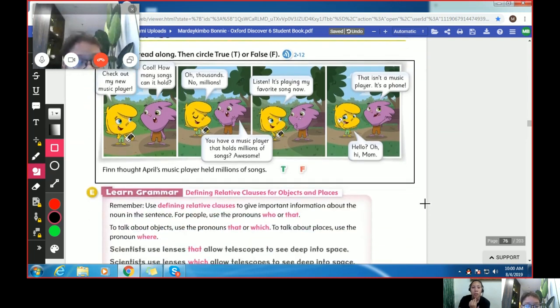Okay, it's a phone. All right, so let's read the question. Finn thought a real music player holds a million songs. True. Okay, true.